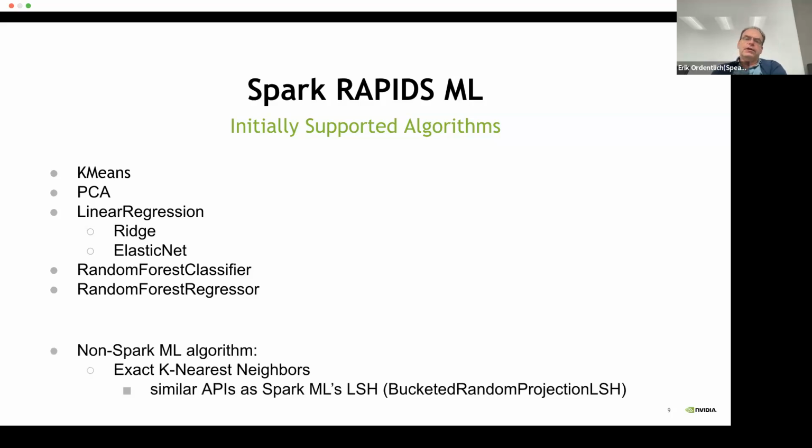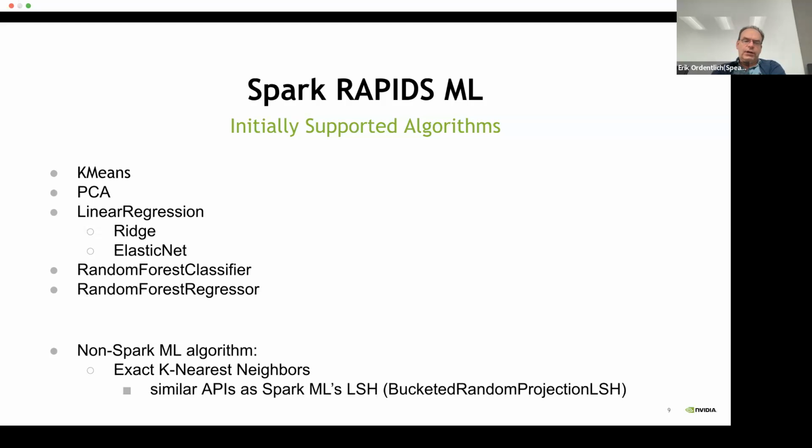One other thing we did with this initial release is include an algorithm that is not in Spark ML. And this is distributed GPU accelerated k-nearest neighbors. There is actually something somewhat similar in Spark ML, locality sensitive hashing. That's the class there in parentheses. And we've implemented this with a similar API.